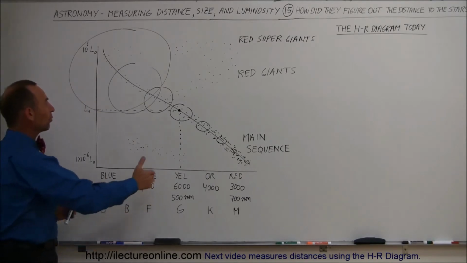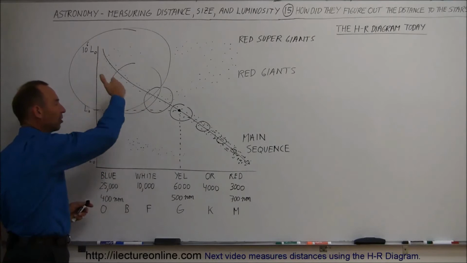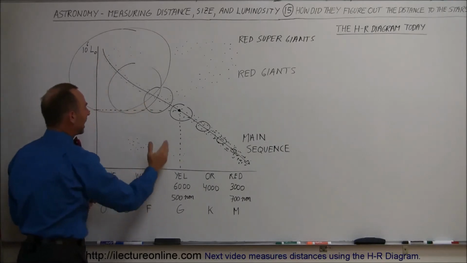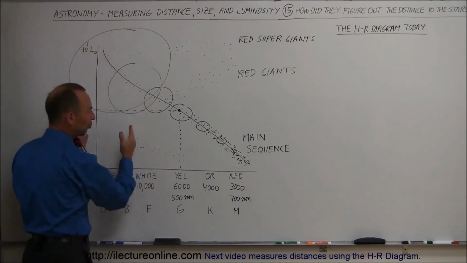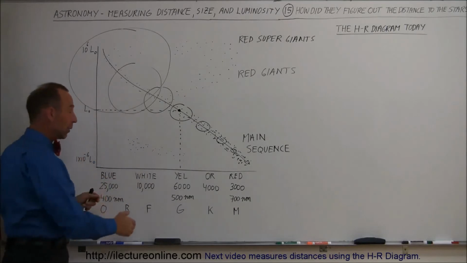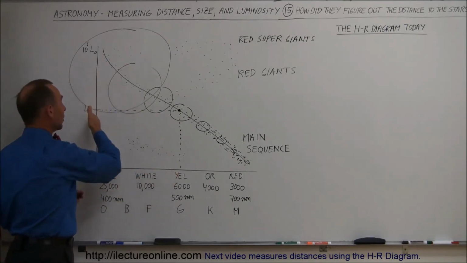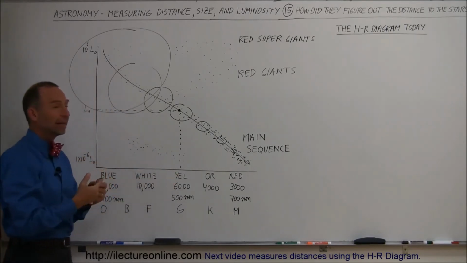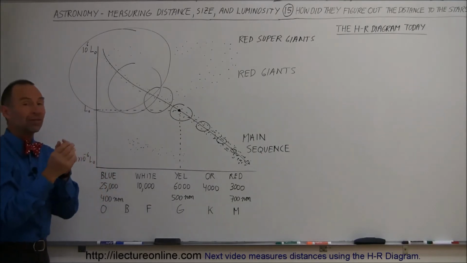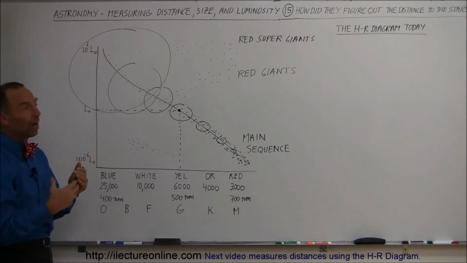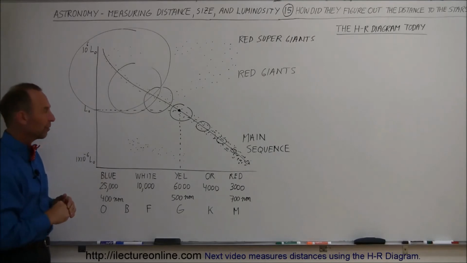Now, notice that once we have this association between the color and the actual luminosity, from this chart, anytime we find a star and we find its color, we can find its luminosity. And from its luminosity, we can then measure its apparent brightness, and from that we can measure its distance. So that's now how we know how far stars are away from us.